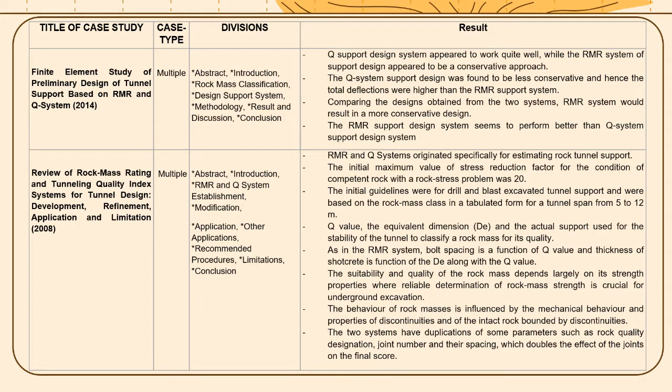Q value, the equivalent dimension, and the actual support used for stability of the tunnel to classify a rock mass for its quality. Next is the support in the RMR system, where bolt spacing is a function of Q value and thickness of shotcrete is a function of the ESR along with the Q value.